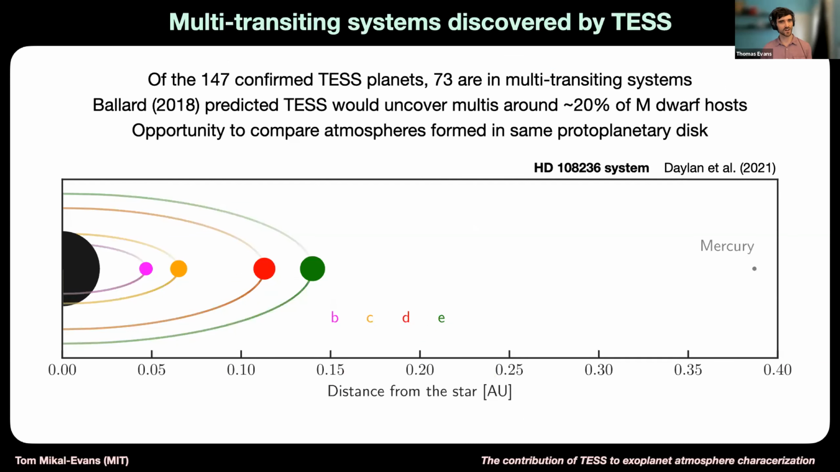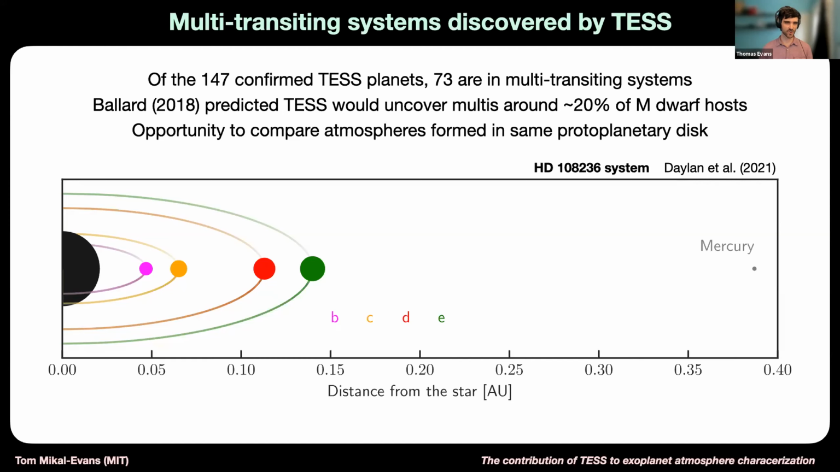TESS is also uncovering plenty of multiple systems in which more than one planet is suitable for atmospheric characterization. Of the 147 TESS planets confirmed so far, 73 of them are in multi-transiting systems. And in 2018, Sarah Ballard predicted that around 20% of M-dwarf systems discovered by TESS would be multis.